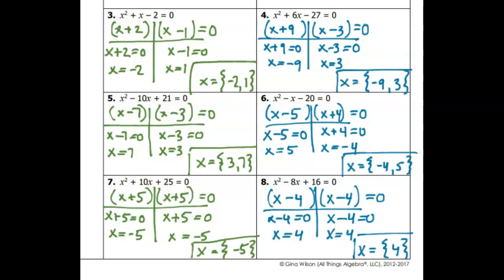Notice in 7 and 8, those values, even though the factors are the same, we don't report them as two different solutions. Remember, this is the situation where there is one solution where the vertex is on the x-axis. So that gives us a couple of examples of those as well. So I hope you were very successful in your practice.